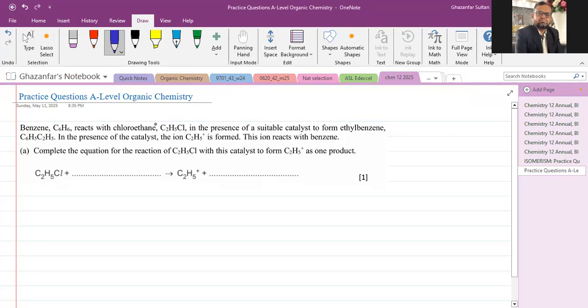Okay, this is the practice question for organic chemistry, especially for A2, because this is related to aromatic chemistry. And it is also valid for intermediate chemistry as well.